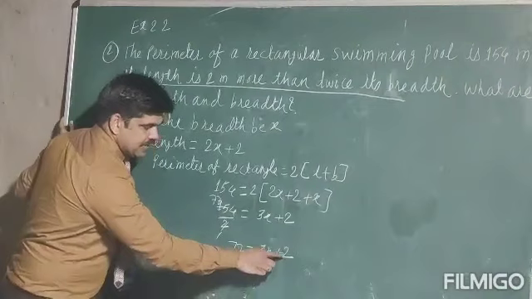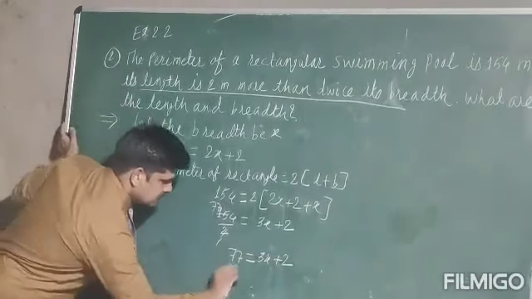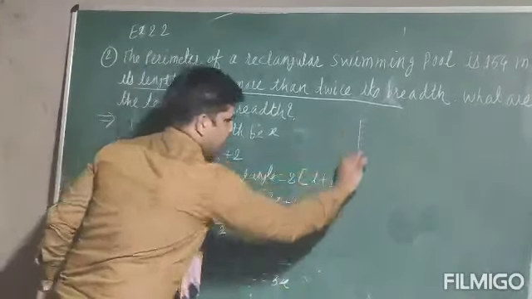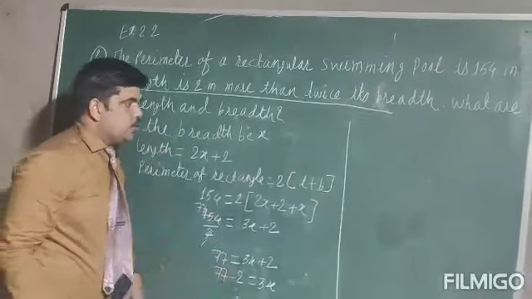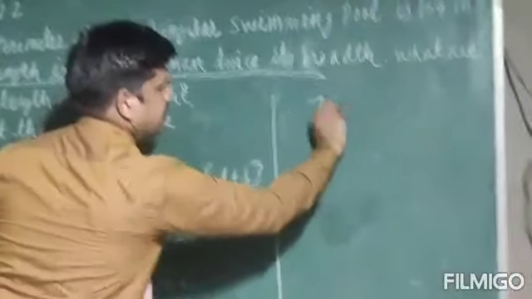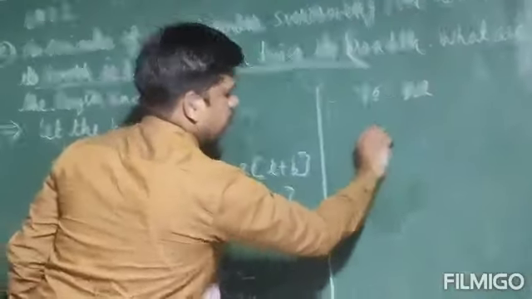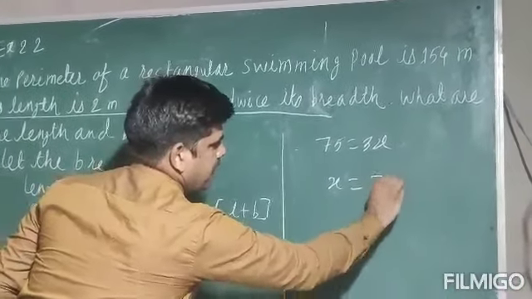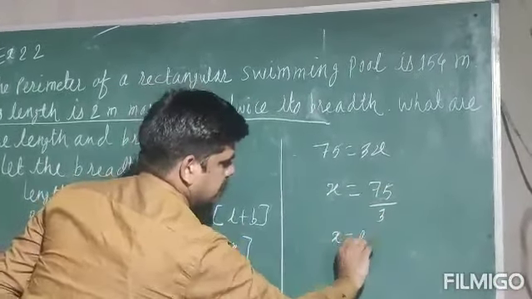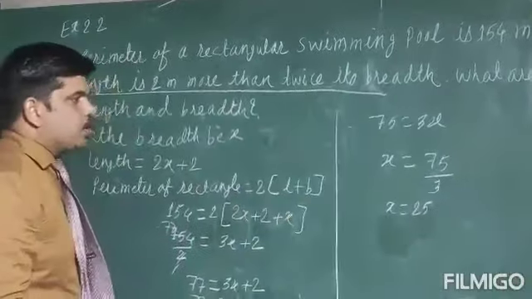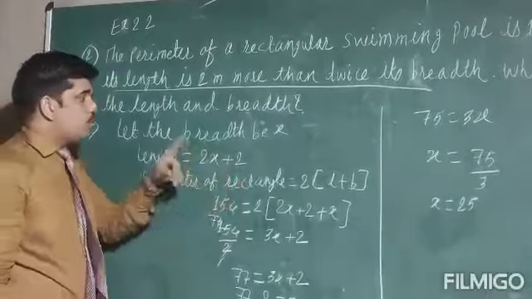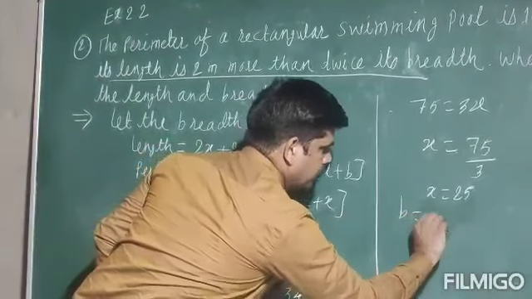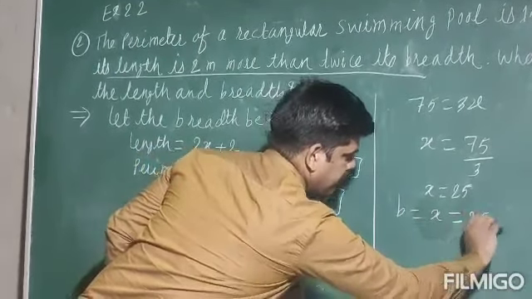Now this 2 is plus here, so it will be minus in LHS. So 77 minus 2 is equal to 3x. So therefore next step is 77 minus 2 is 75. So therefore 75 is equal to 3x. So x is equal to, 3 is multiplied, it will be divided on this side. So 75 upon 3, x is equal to 25. Okay, so x we got 25, means what we got? Breadth of the rectangular pool. So b is equal to x is equal to 25 meter.